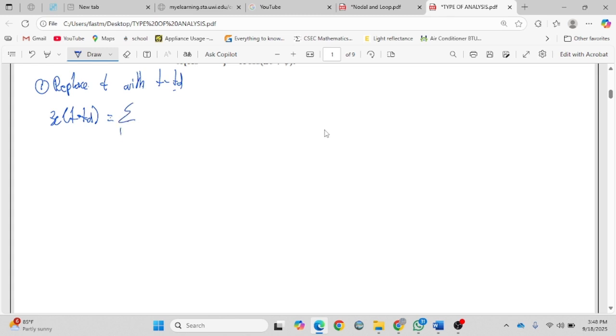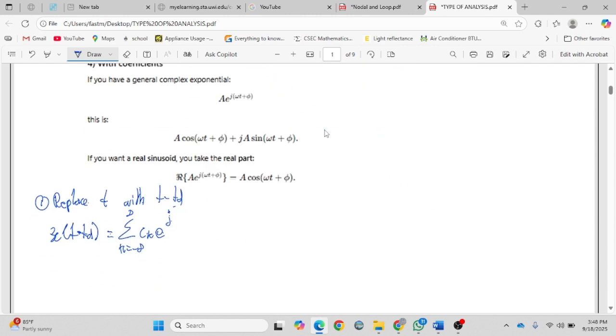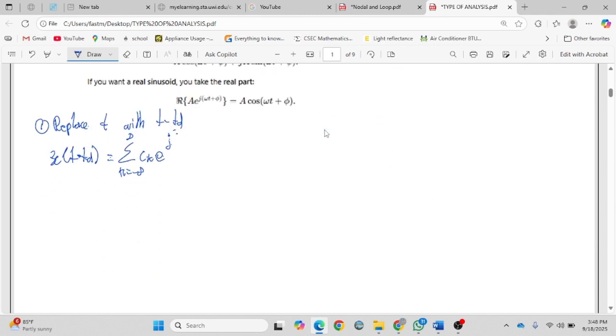as equal to the sum k equals minus infinity to infinity of ck e to the j k omega naught (t minus d), and I have the plus phi afterwards. So we have this. The next thing we do is we convert it to harmonic form.